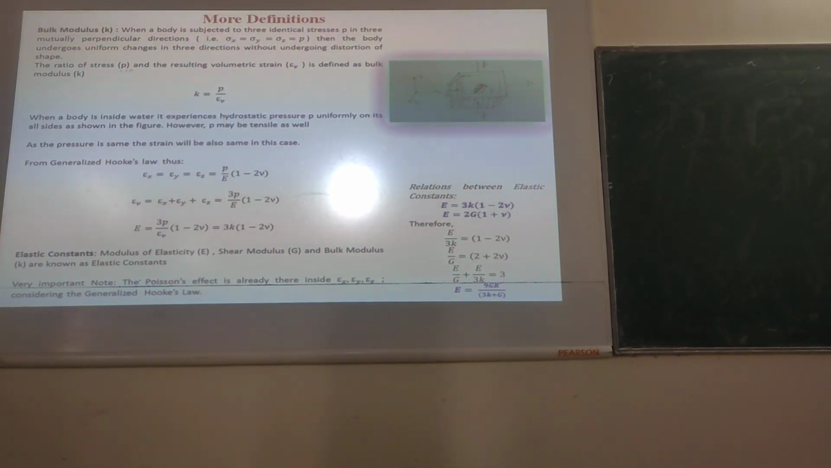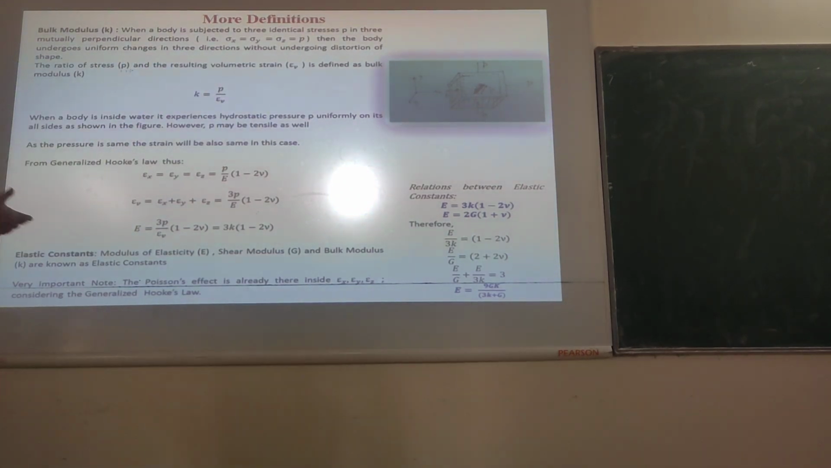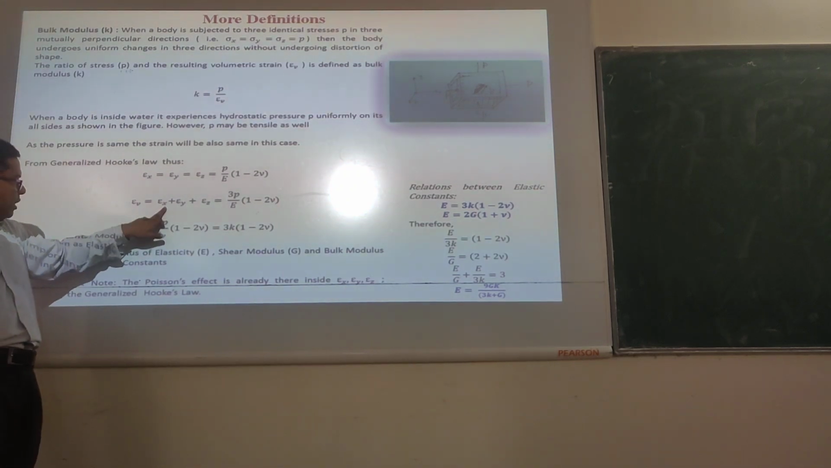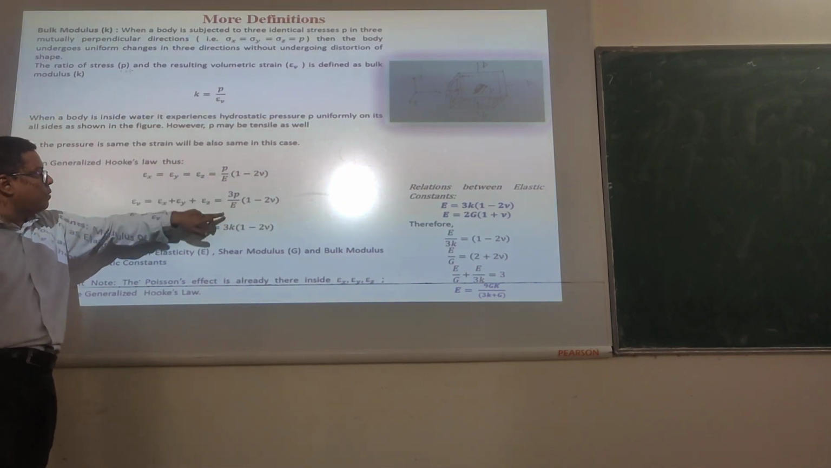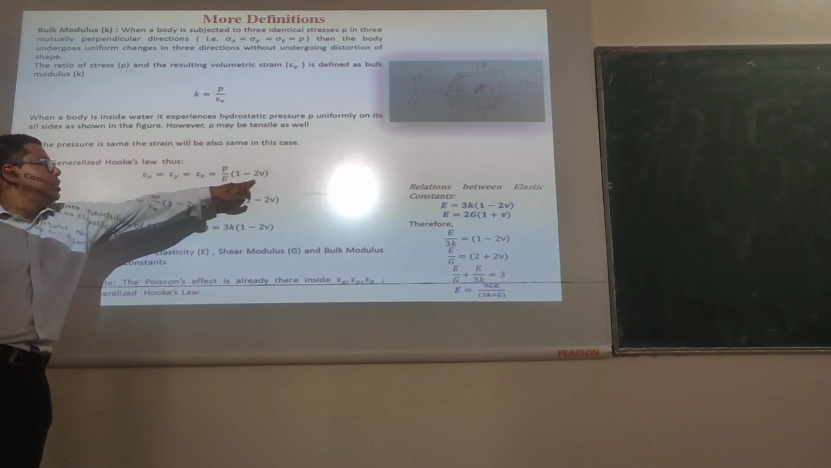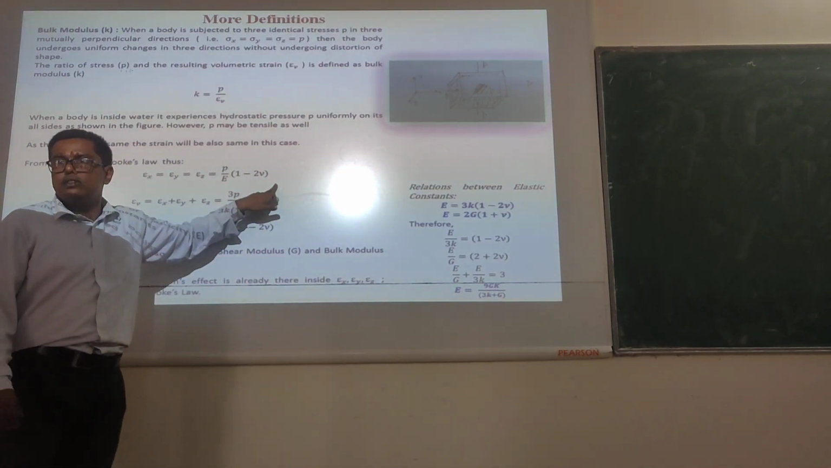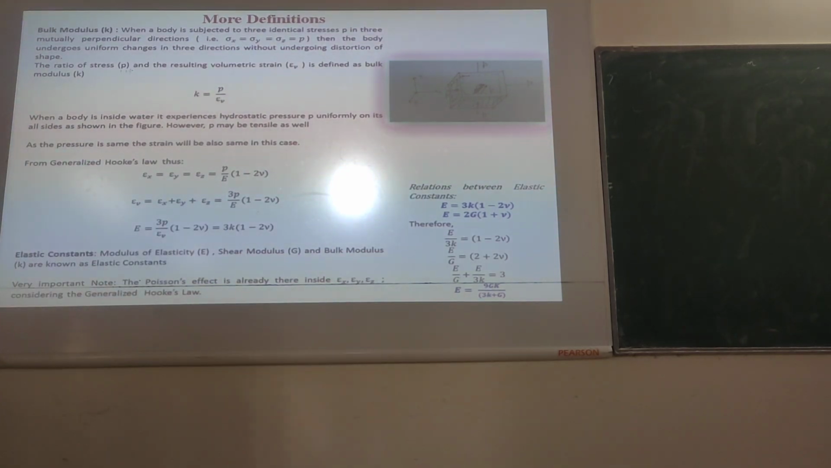Now, what is volumetric strain? Volumetric strain is nothing but epsilon x plus epsilon y plus epsilon z. But epsilon x, epsilon y, epsilon z, all three are equal, isn't it? So if all three are equal, I can sum them up and get the volumetric strain, epsilon v. If I sum it up, what will I get? p by E into this, plus p by E into this, plus p by E into this. So I get 3p by E into 1 minus twice mu. I will get it or not?